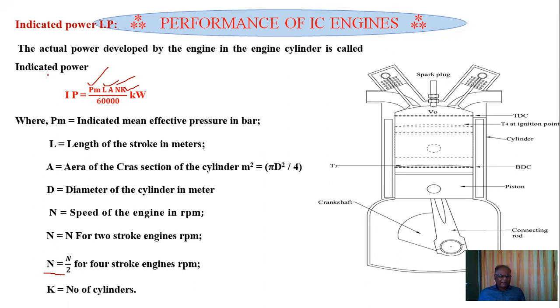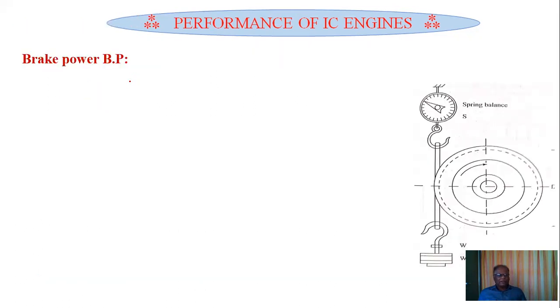And K, you know, is the number of cylinders. If it's a single-cylinder engine, K becomes 1. If it is a twin-cylinder engine, it becomes 2, and so on and so forth.